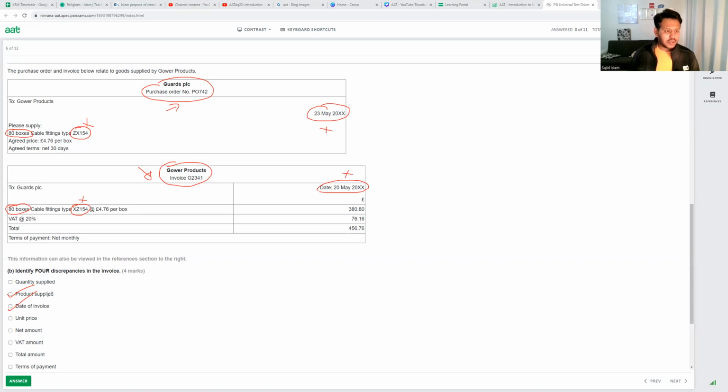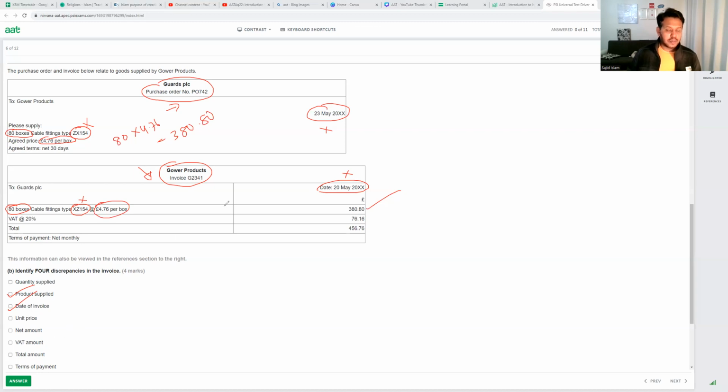Then the next one, we have unit price. So unit price is 4.76. And 4.76 is no problem, it's fine. Then we have the net amount. So the net amount, let's have a look. We have 80 boxes. So 80 multiply by 4.76. That gives me 380.80. And we can see it is exactly 380.80. So it's not a problem. So we said there is no problem with the net amount.